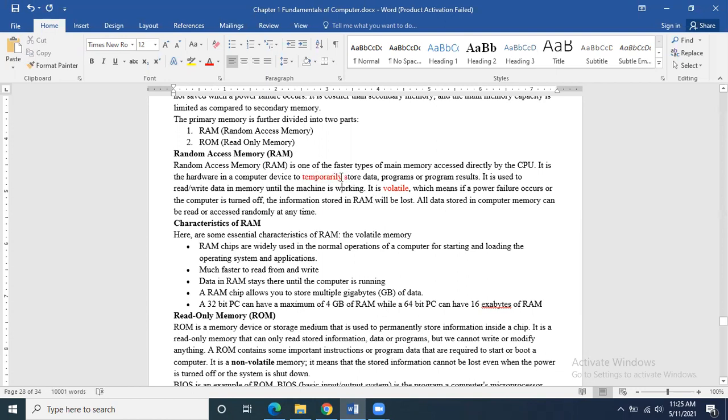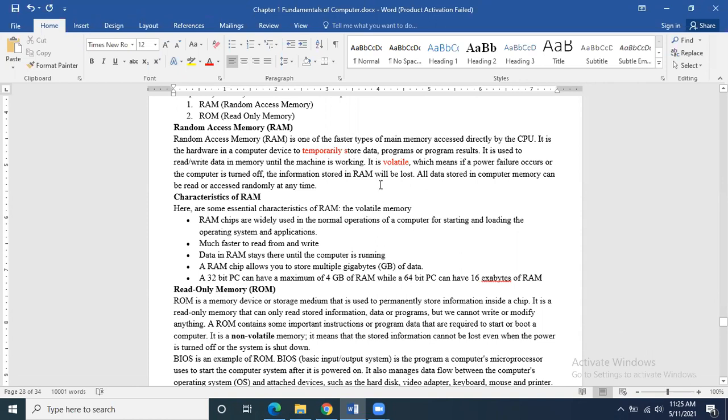That's why we are calling it temporary storage. And this is removable. Volatile means this is removable. Until the power is provided to it, it will work. Otherwise, it is not going to work.